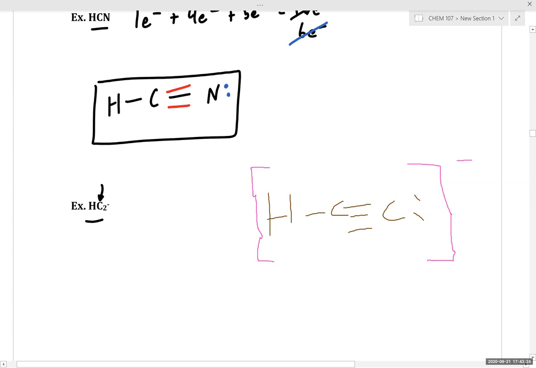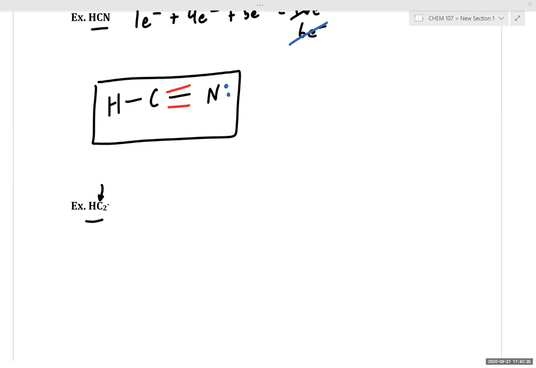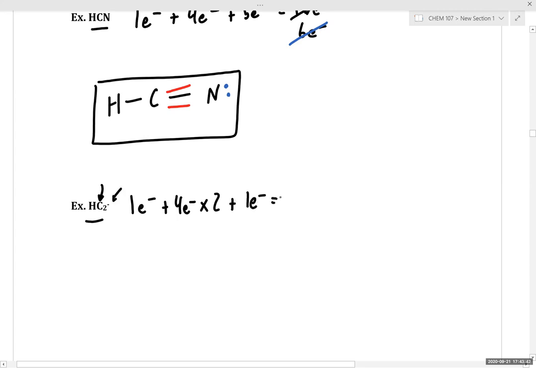Okay, so let's discuss this example. We can do this from scratch to start out with. So we have 1 electron for hydrogen, we have 4 electrons for carbon, and we have 2 carbon atoms. And then we have a -1 charge, so we add 1 electron to our total. That in turn gives us 10 electrons.